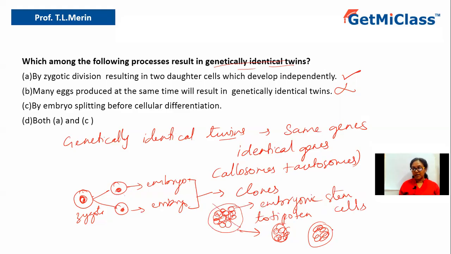Further, each of the divided parts will develop independently into a baby, and this also will develop independently into a baby. But they all are genetically identical. Even if further differentiation occurs, the genes are the same, so the development also will be the same. Hence they will be genetically identical. So you can say that option C is also correct. Option D says both A and C, so that should be the right answer.